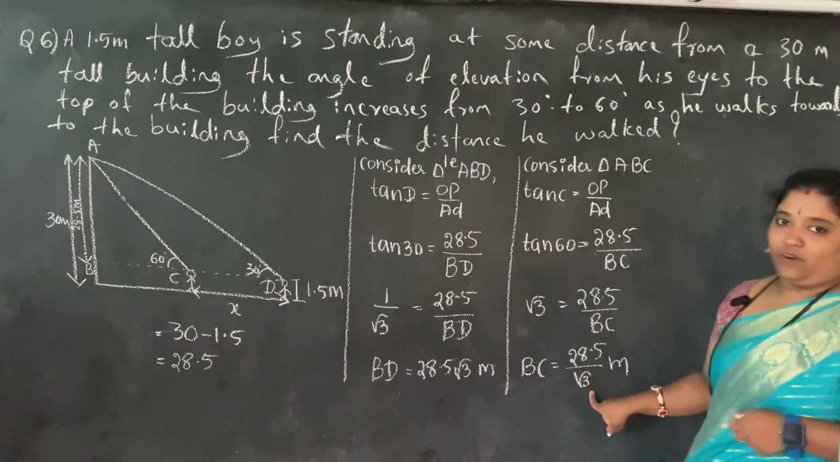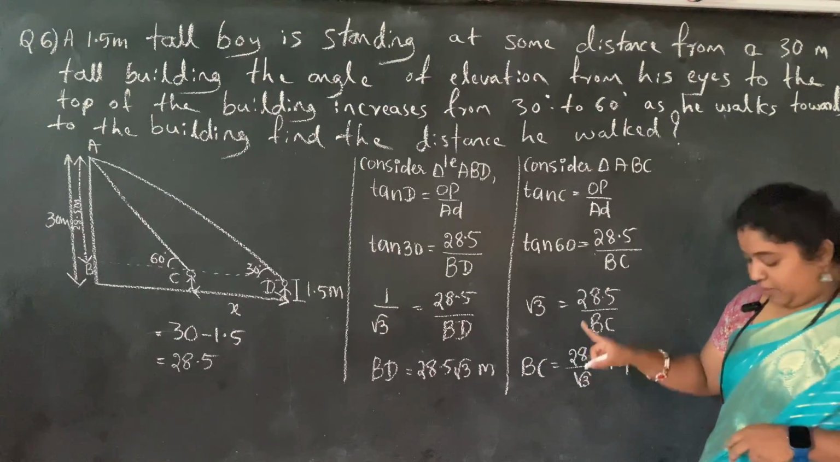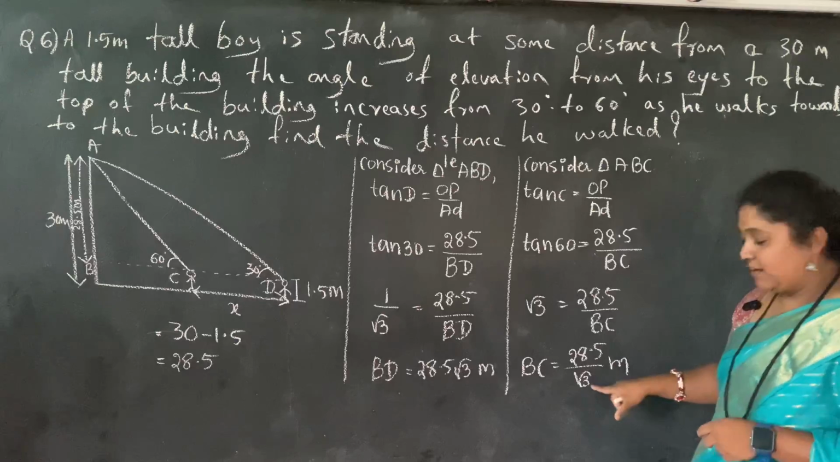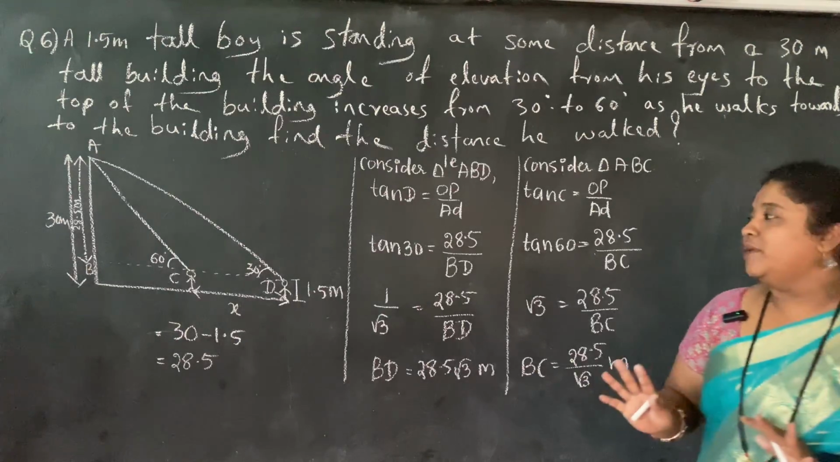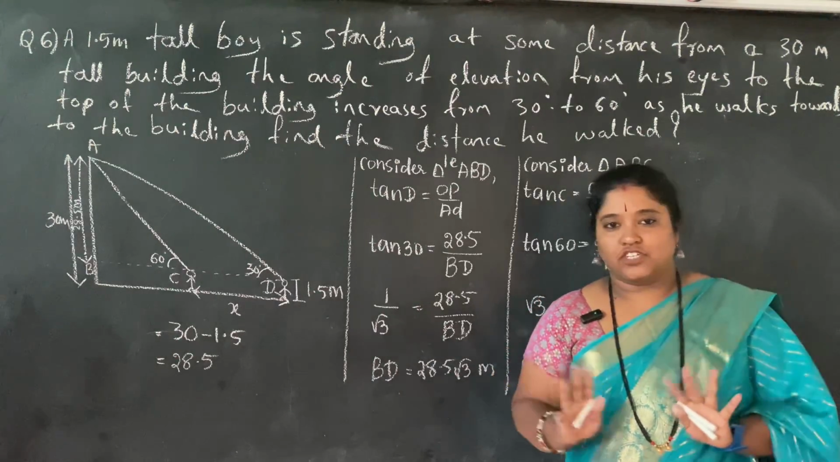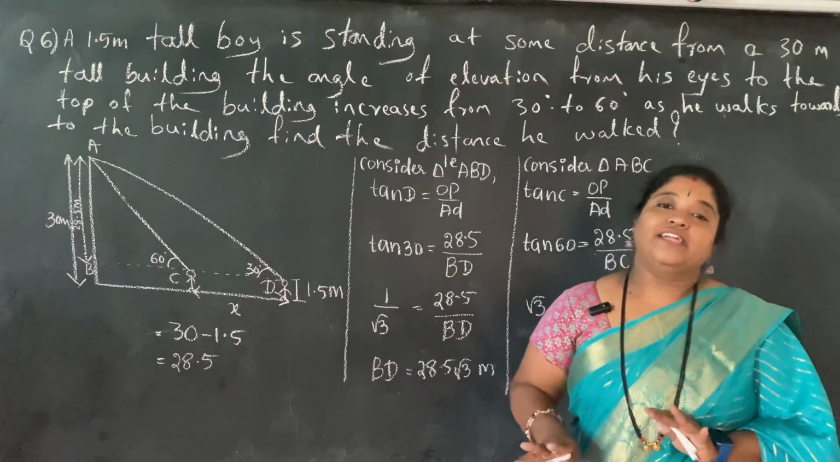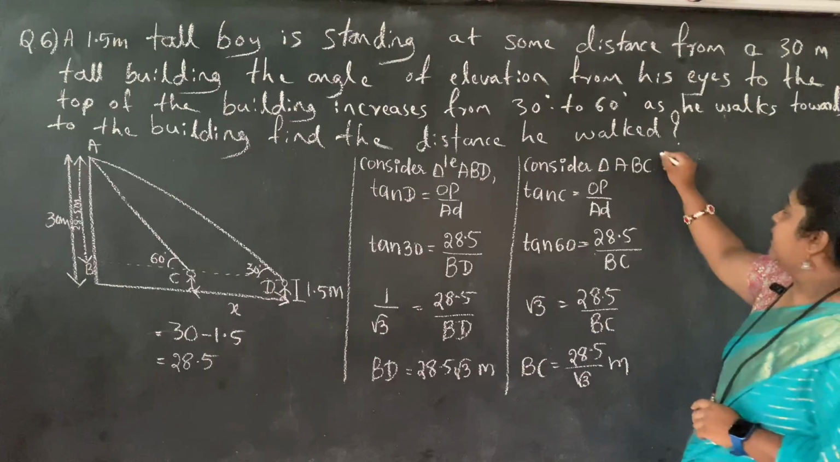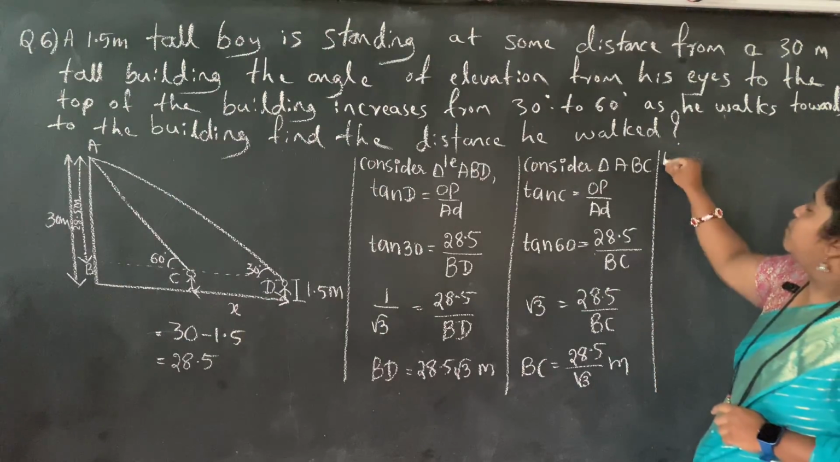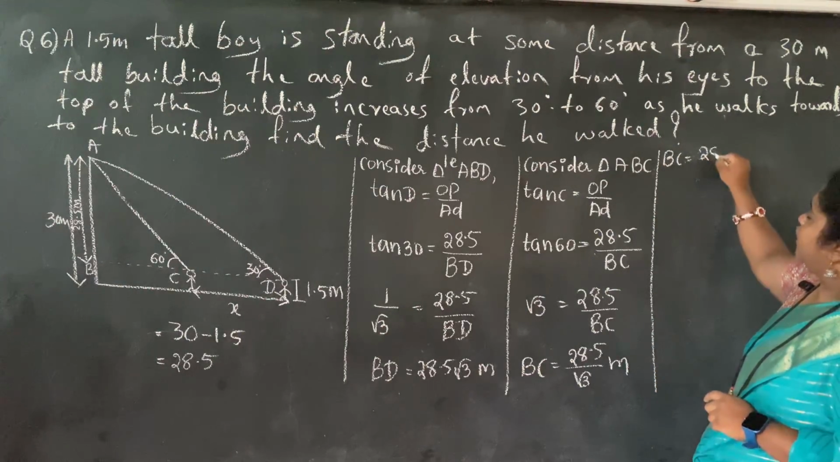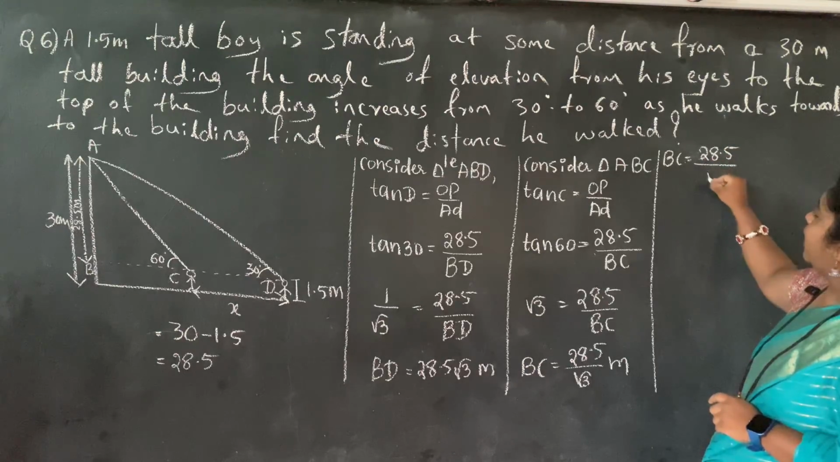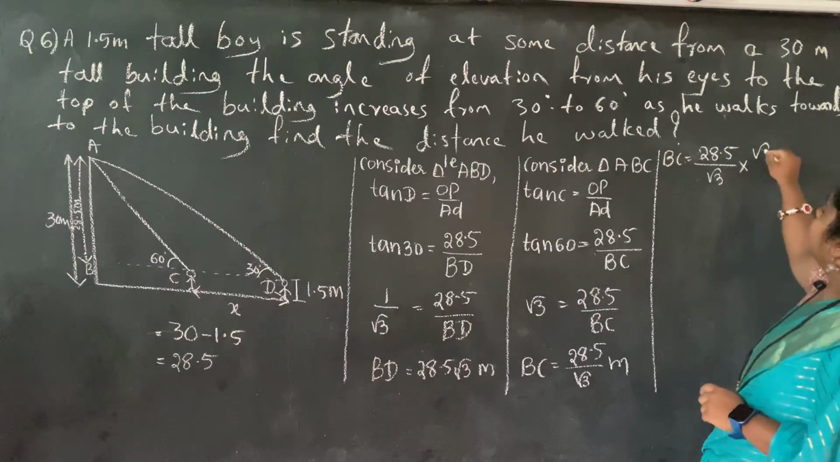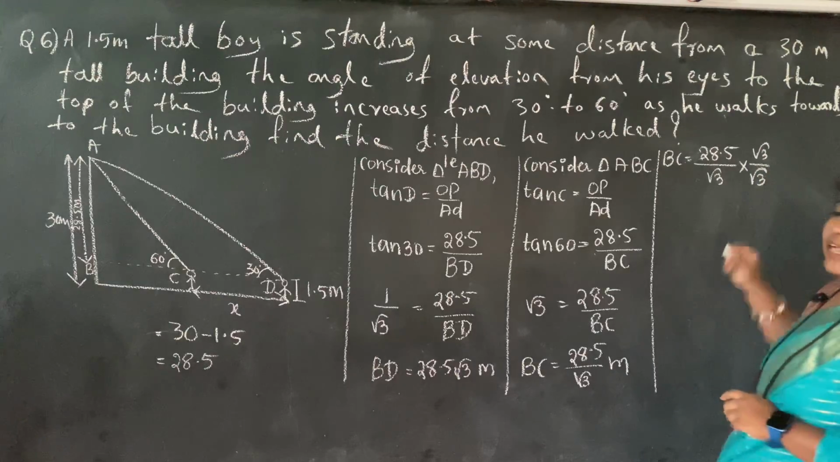Dear, this I cannot keep. Yes or no? Why? Because the denominator is an irrational number, and the denominator cannot be left as an irrational number. So to simplify it, what do I do? I rationalize the denominator. So let me rationalize the denominator. BC is equal to 28.5 divided by root 3, into root 3 divided by root 3.